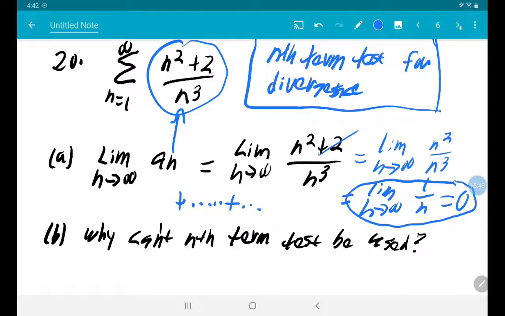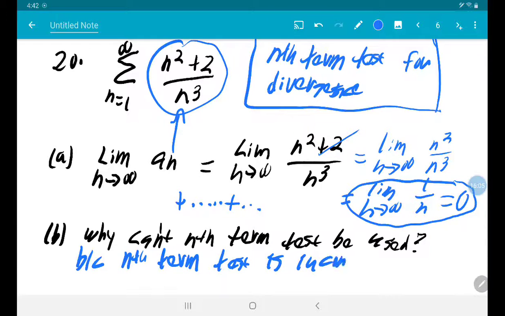No, that's not what the nth term test says. It says if the nth term limit at infinity is not zero, it diverges. If it is zero, I don't have a clue. So basically, why can't the nth term test be used? Because the nth term test is inconclusive when the limit as n approaches infinity of whatever series equals zero.